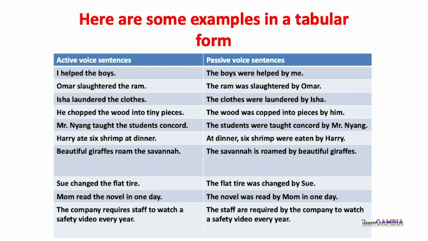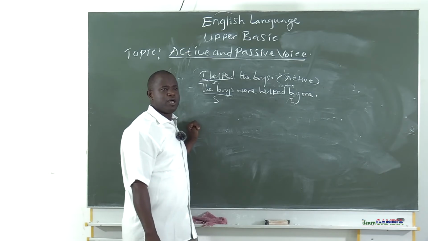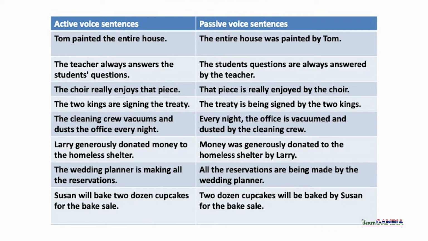Now, the company requires staff to watch a safety video every year. Now here, the object is staff. So if you want to change this active to passive, the object will become the subject. Therefore you say the staff are required by the company to watch a safety video every year. We move on. Good. More examples here. Tom painted the entire house.